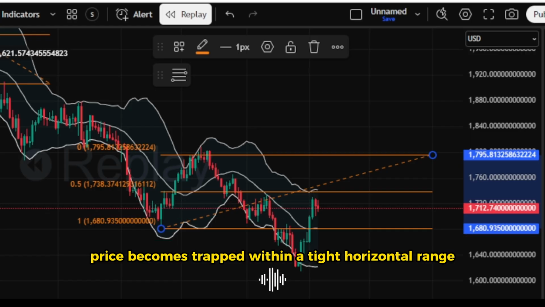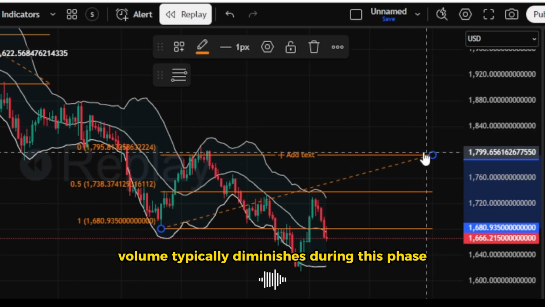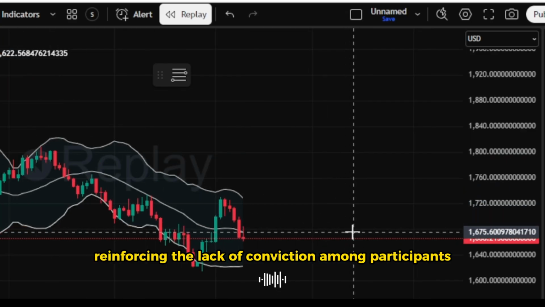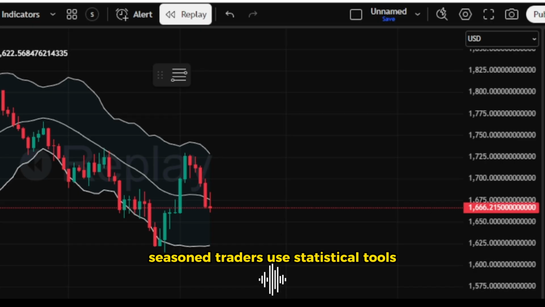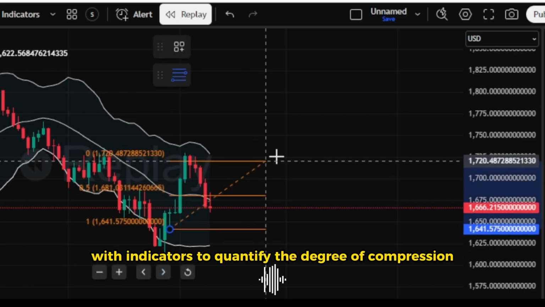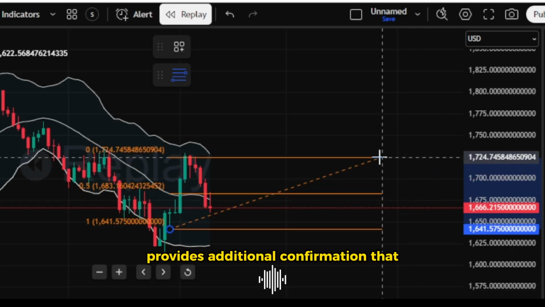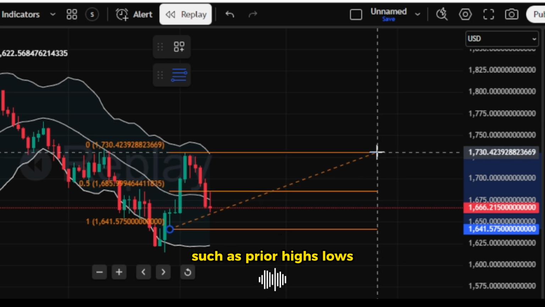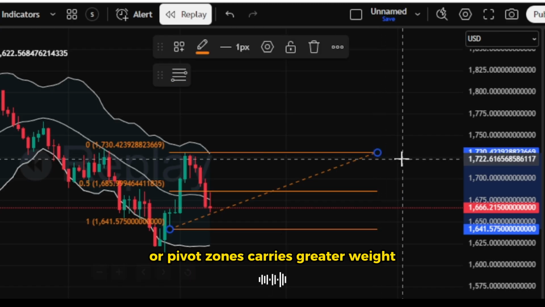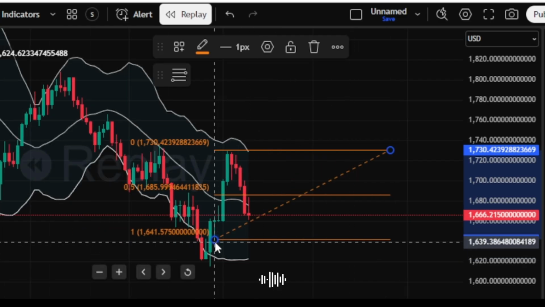Price becomes trapped within a tight horizontal range, reflecting indecision and balanced supply-demand. Volume typically diminishes during this phase, reinforcing the lack of conviction among participants. Seasoned traders use statistical tools, such as Bollinger Band width indicators, to quantify the degree of compression. Readings near historical lows provide additional confirmation that a squeeze is occurring. Higher time frame context also matters. A squeeze forming near key technical levels, such as prior highs, lows, or pivot zones, carries greater weight as it suggests potential for a significant breakout beyond mere intraday noise.